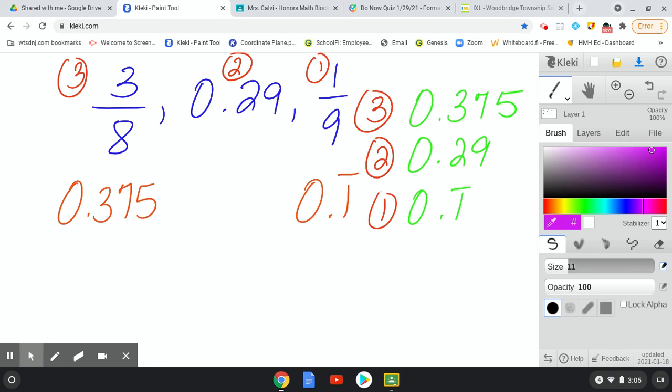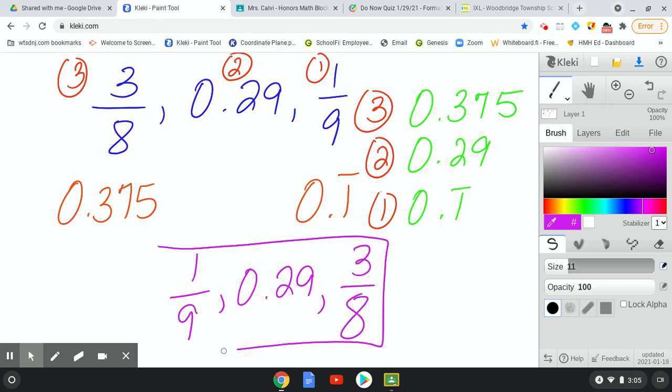So when you actually go to list these in order from least to greatest, you would put 1/9, 29/100 as a decimal, and then 3/8 the fraction. So you are not putting what you converted them into. You're not including those in your final answer.